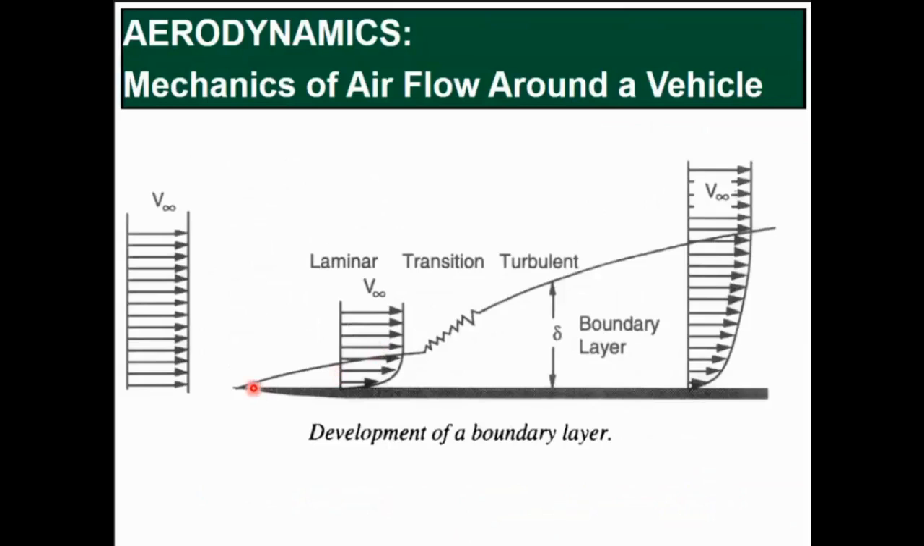How about the flow? We have one object here, right? The infinite flow comes from the left. When it touches this body, it will create a laminar flow until this region. This is the laminar flow, and then after that it will transition to turbulence. This area is turbulence, and this height we call the boundary layer.